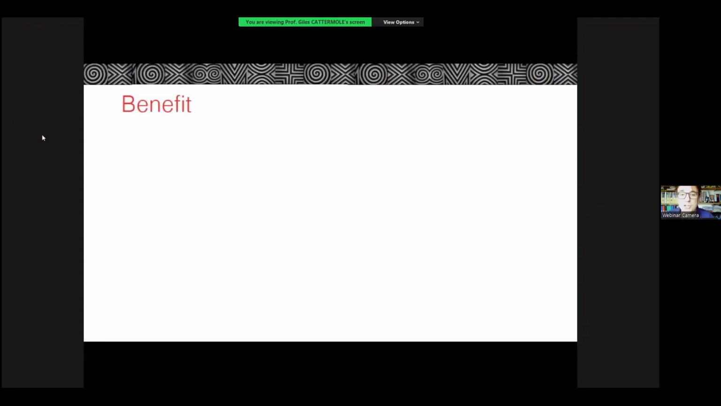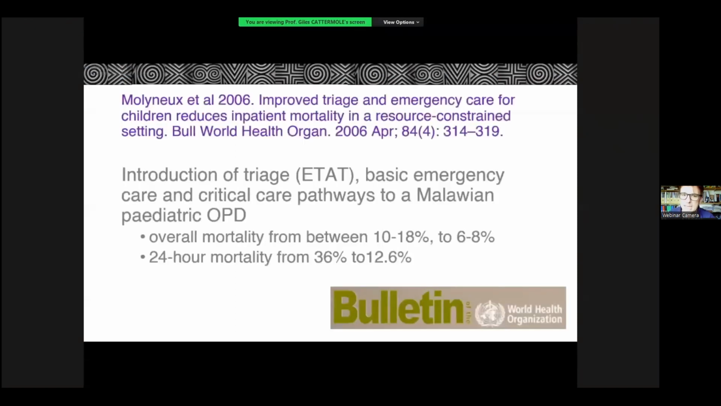Well, unfortunately, there isn't much good outcome evidence for training in emergency medicine, but I'll just give you a couple of examples. The ETAT course, the Emergency Triage and Treatment course, was introduced into a Malawian pediatric outpatient department. They didn't have an ED in those days, 2006. Some of you may know that course. It's a WHO-sponsored course, and this was published in their bulletin. It effectively more than halved mortality in that emergency reception outpatients department after introducing a basic triage and treatment course. And that's been reproduced in many places.